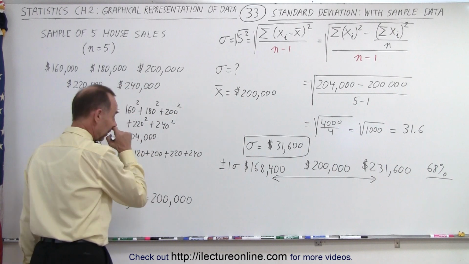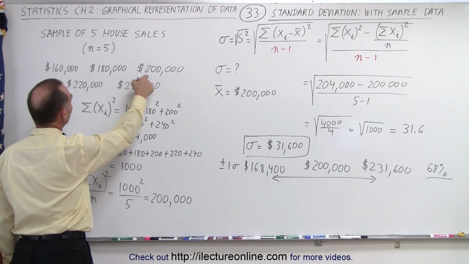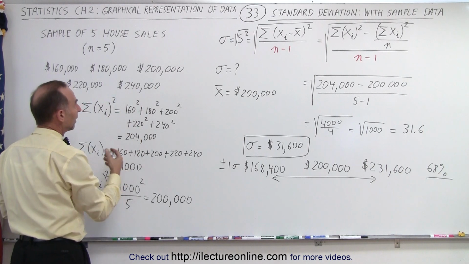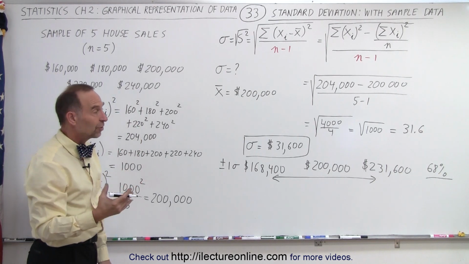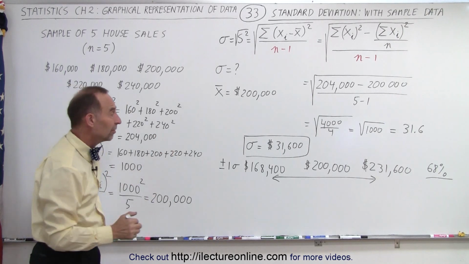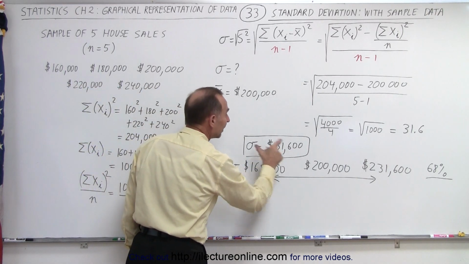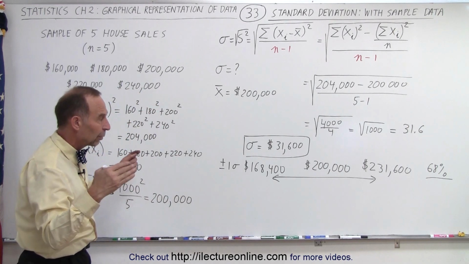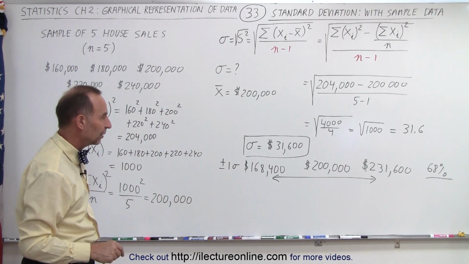So let's take a look here. Well, we can see that 180, 200, and 220 fall within that range. 160 and 240 do not. That's 3 out of 5, which is 60%. So that's pretty close to the 68%, which means that by widening the standard deviation, because we're taking a small sample, we're more likely to encompass the right number of values.